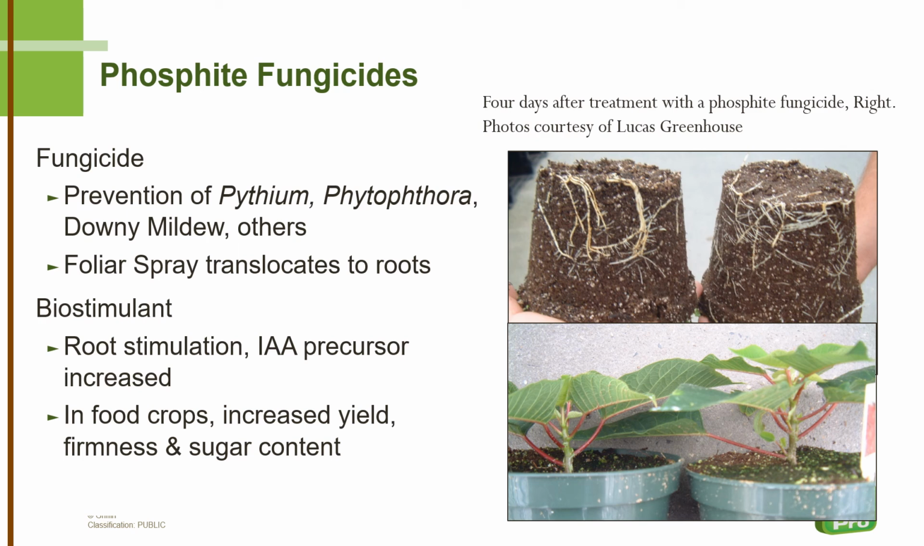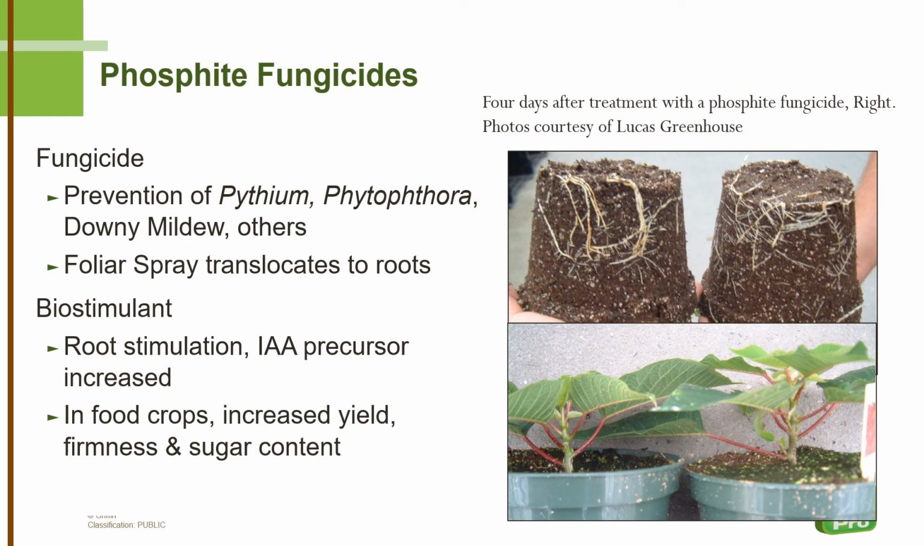So we've known for a long time that phosphite is a really good preventative fungicide for Pythium, Phytophthora, downy mildew, and for some leaf spots. It also is unique as a fungicide in that it translocates from the foliage down to the roots. There's no other fungicide that does that. So if the fungicidal properties aren't enough to do it, this root stimulation may get you to want to try the phosphite.